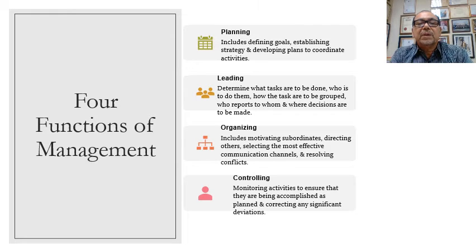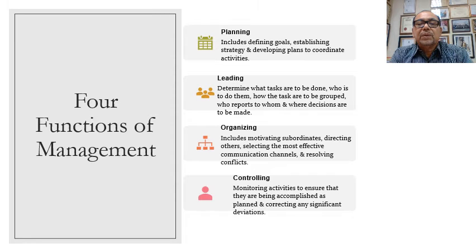Then the third part is organizing. It includes motivating subordinates, directing others, selecting the most effective communication channels, and resolving conflict. So after the lead, now they have to organize. Organize each person, what their roles are in producing the furniture. And you have to mention what the channels are, how to communicate with the workers, with the technicians, and all that. That part of production we call organization or organizing.